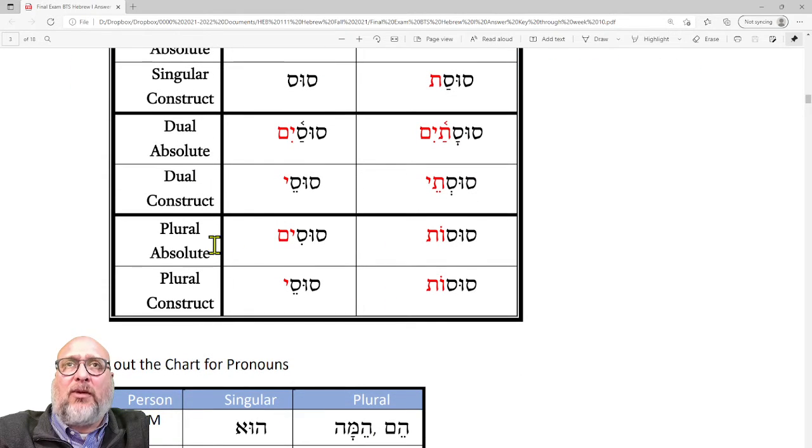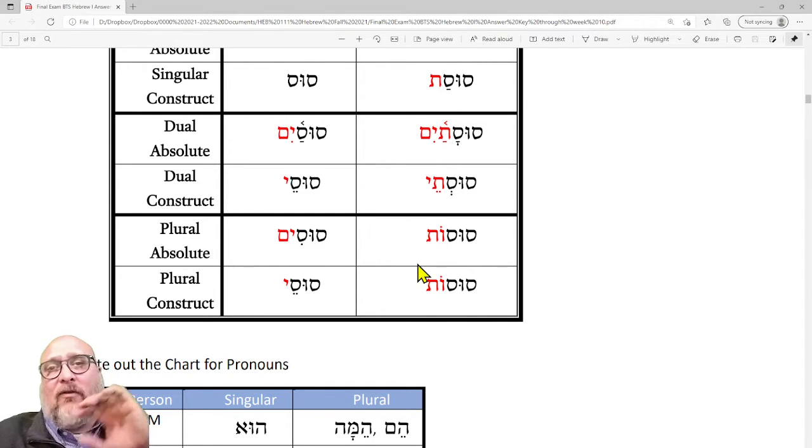And then plural, susim, more than two horses, three or more. And susoth will be your feminine plural. And a plural construct, susay, horses of, where the horses are masculine. And susoth, where feminine horses and horses of. So we'll go over that.